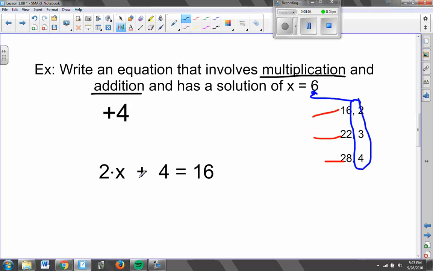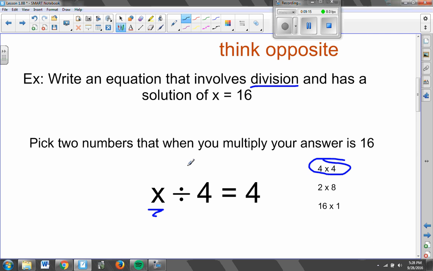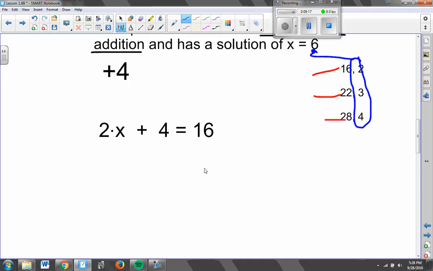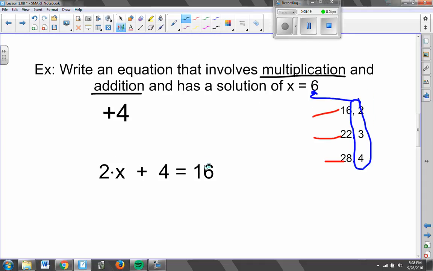If you have questions about how to write these equations, this is something I can help you with tomorrow in your practice problems. I think I only gave you one. If you can do something like this, where we're thinking about the opposite and trying to write ourselves an equation and just checking to see if it does indeed have a solution of 6, then that's all I have for you. We should be all set, and have a wonderful night.